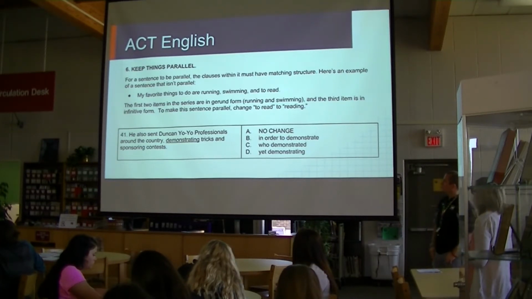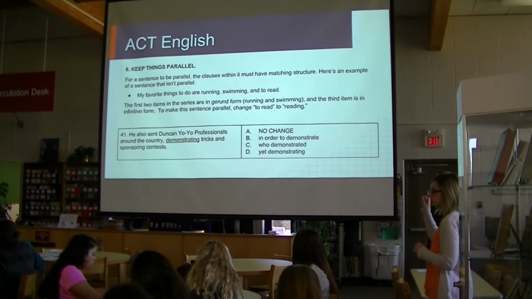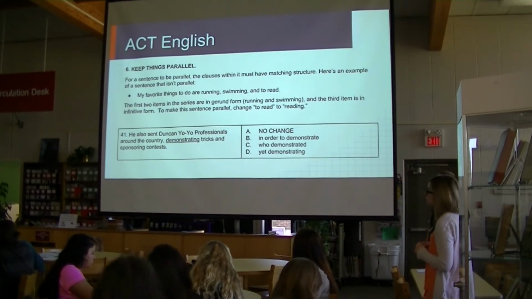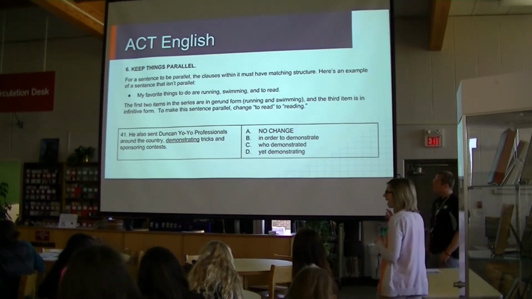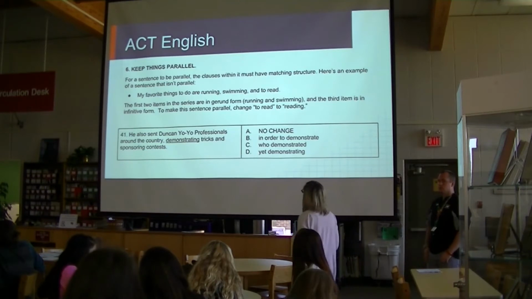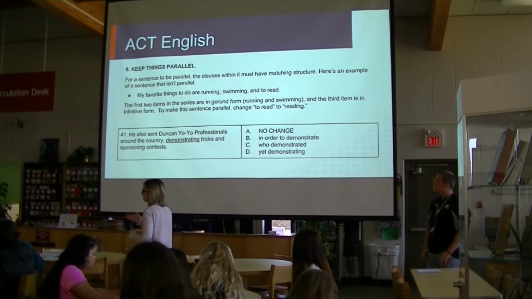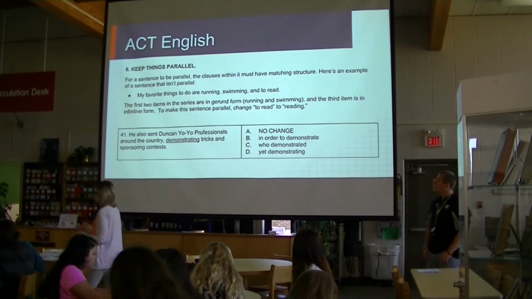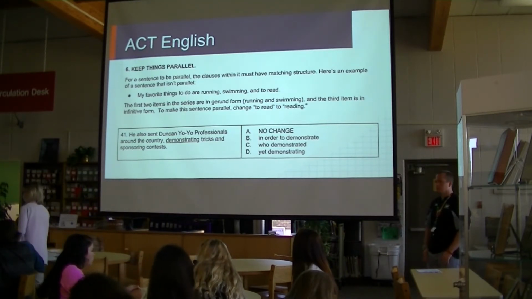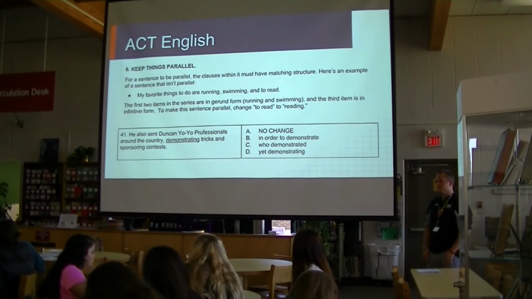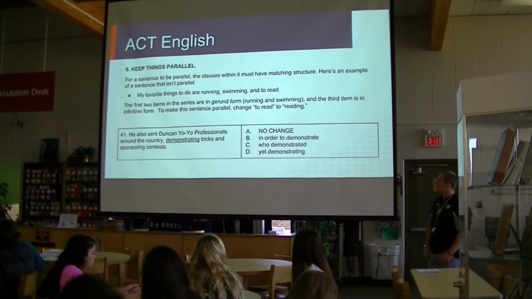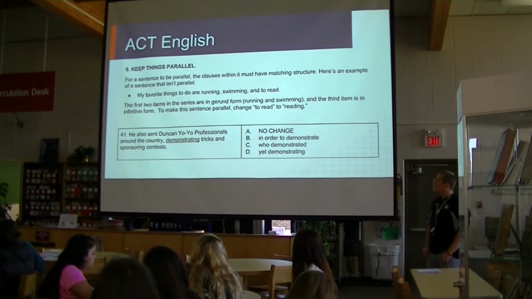Here's an example of a sentence that is not parallel. My favorite things to do are running, swimming, and to read. What's wrong with that? Why is that not parallel? Two are gerunds, where the last one is something else. Right, so we have running, swimming, and then all of a sudden to read. We have an infinitive in there. We don't need that. So how could you fix it? Reading. Or to run, swim, and read would also work.